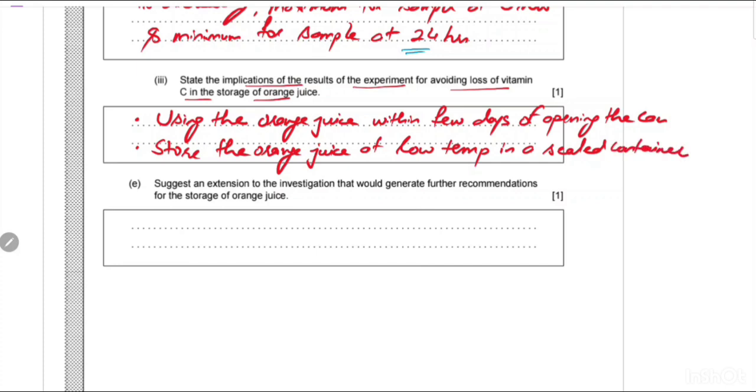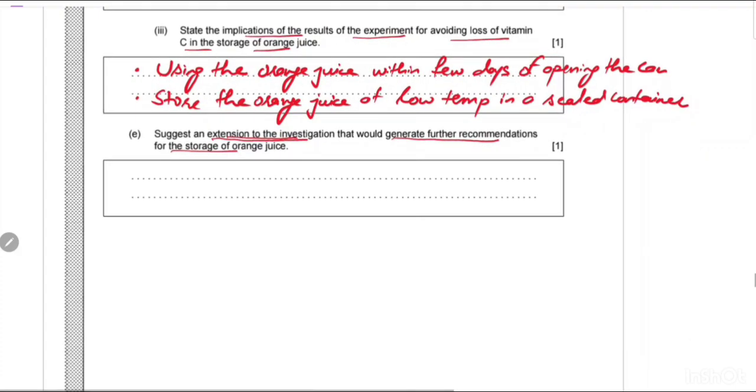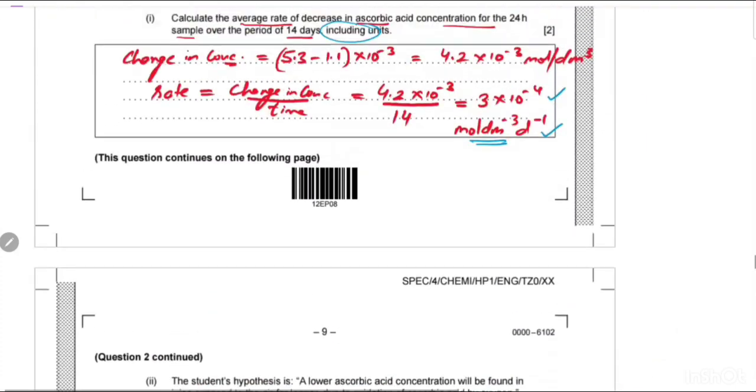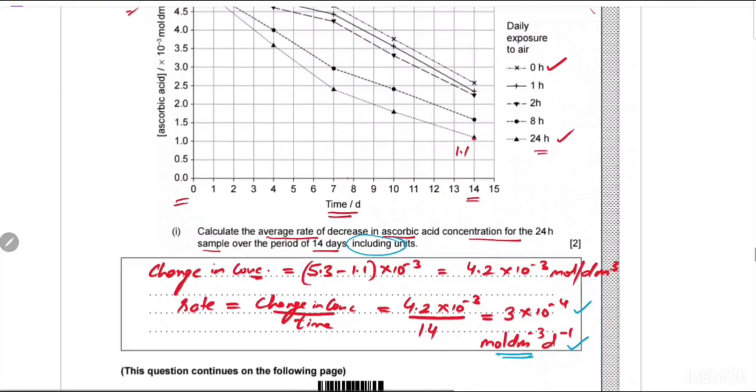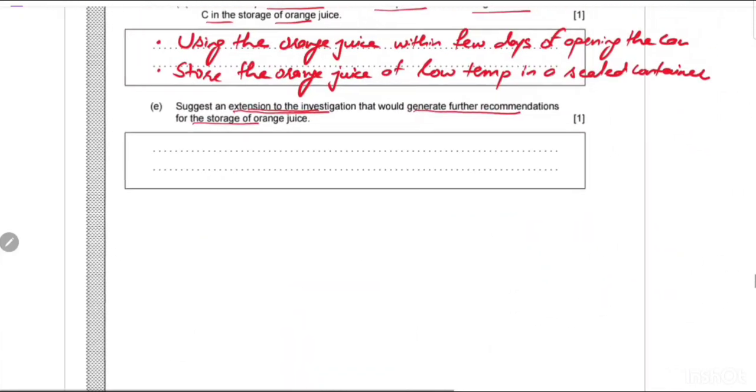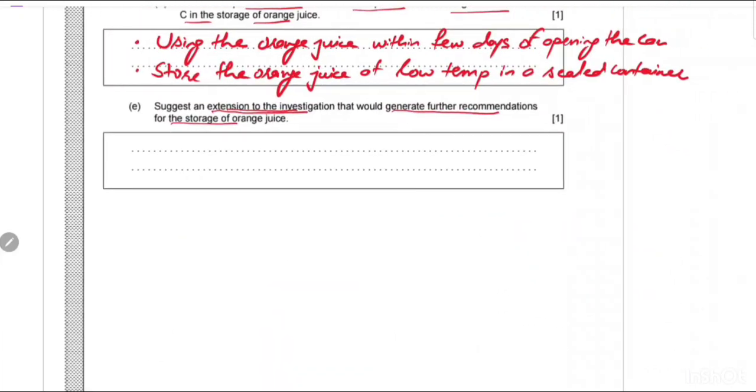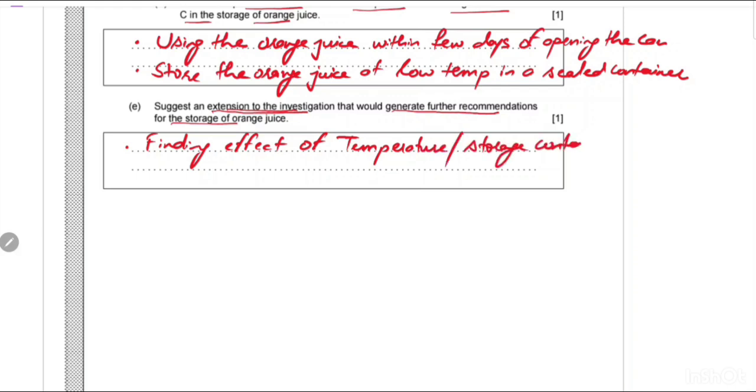Suggest an extension to the investigation. Now he is asking for an extension of the investigation, just like your IA, that would generate further recommendations for the storage of orange juice. This experiment is done for days at a constant temperature, and other variables that can be used for extension could be finding the effect of temperature, or storage conditions, on the vitamin C content of the juice.